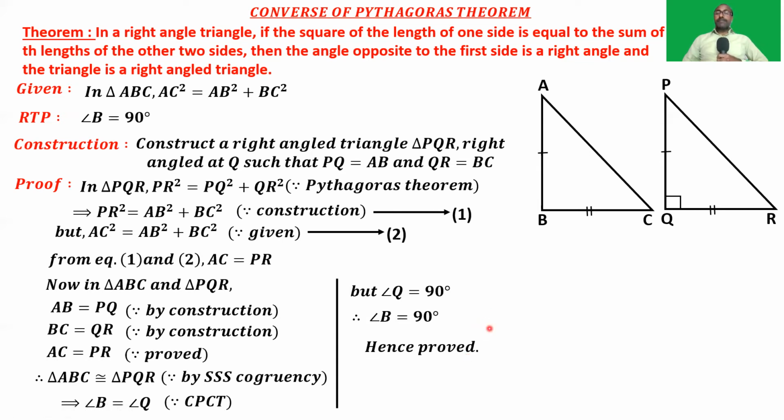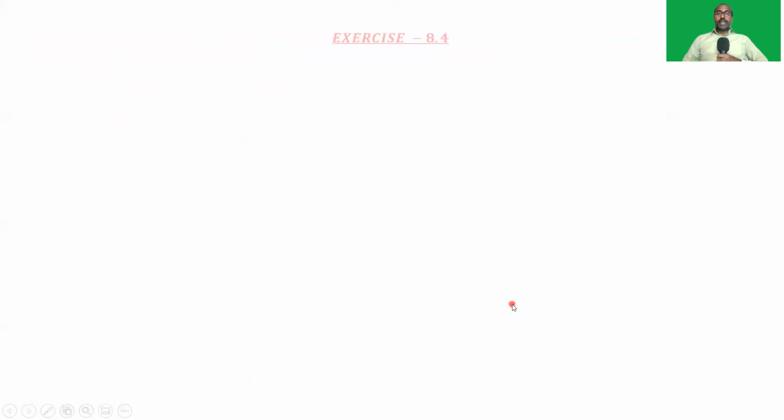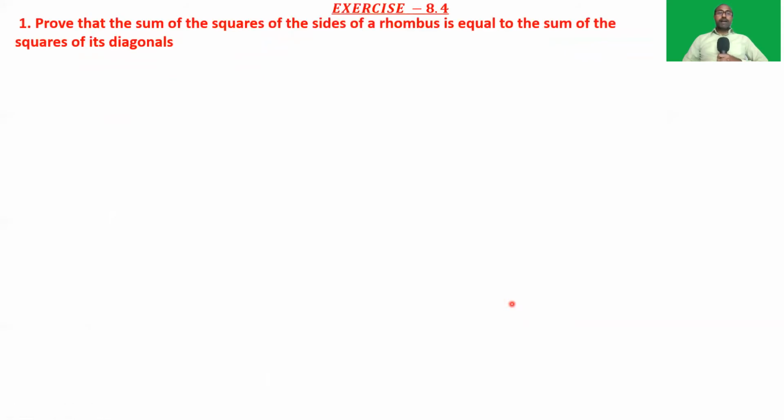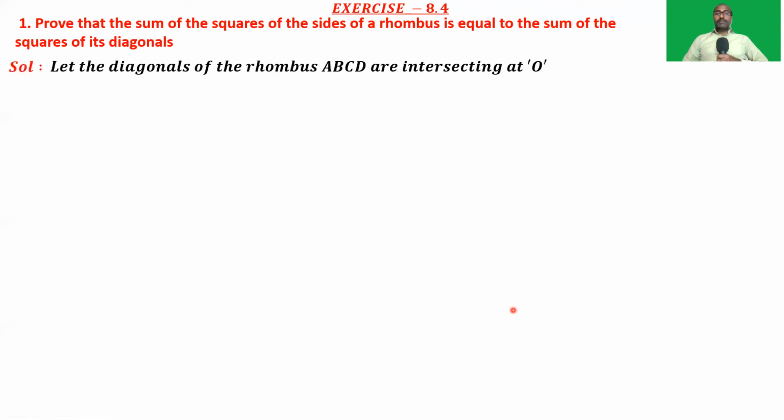which are based on Pythagoras theorem. So let us start exercise 8.4. The first one: prove that the sum of the squares of the sides of a rhombus is equal to the sum of the squares of its diagonals. So the sum of the squares of the sides in a rhombus is equal to the sum of the squares of its diagonals. So take a rhombus ABCD in which its diagonals are intersecting at O.